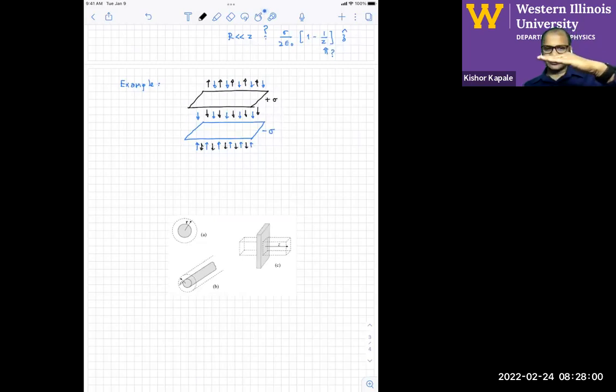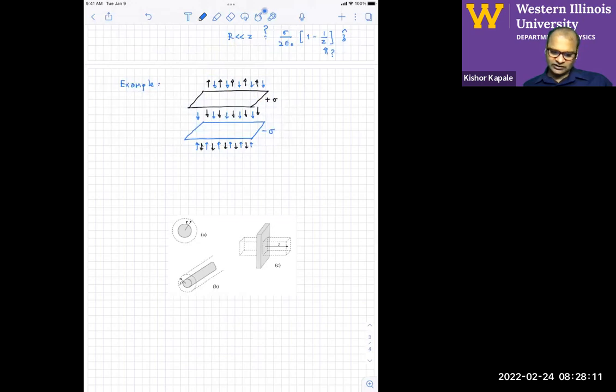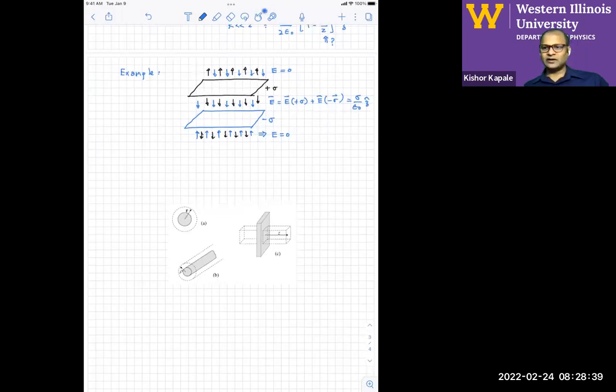Remember, the distance doesn't matter. Even though you're farther away, when you are below the negative sigma plate, the magnitude of both the electric fields is exactly the same. And so because of the opposite direction, this is going to imply that E is equal to zero here, and E equal to zero there. And E here is going to be E from the plus sigma plus E from the negative sigma. They just add together, which is going to give you sigma over epsilon zero, in the positive z direction. Okay, everybody with me so far?